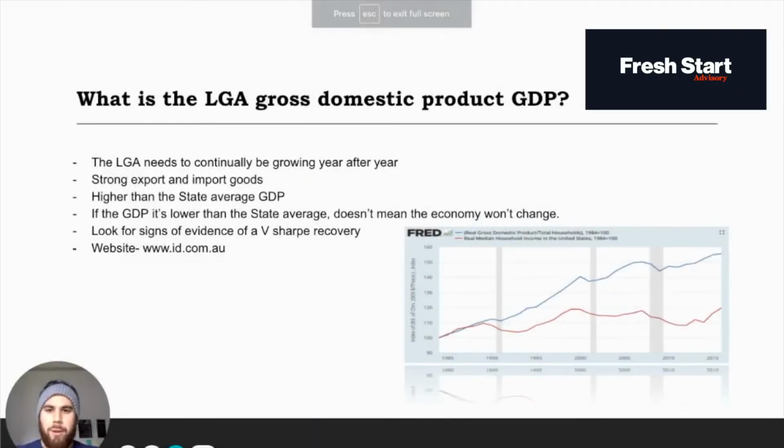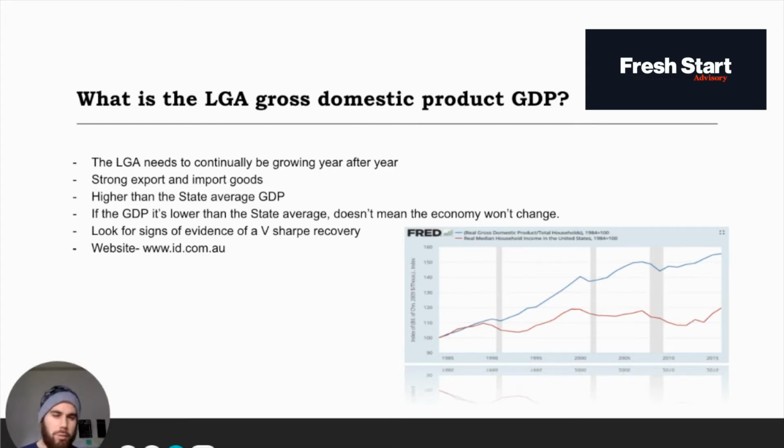Here we have your LGA GDP. So something to understand is, what's the economy doing? Is it contracting or is it expanding? Your GDP has to do with your imports and export goods.